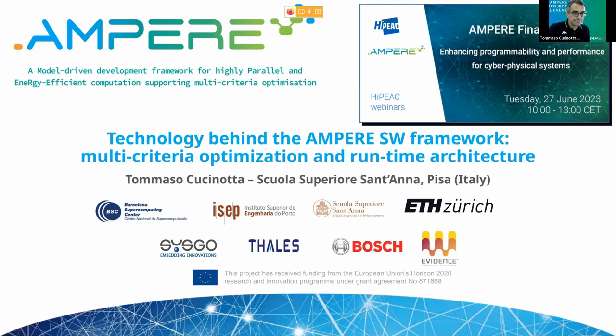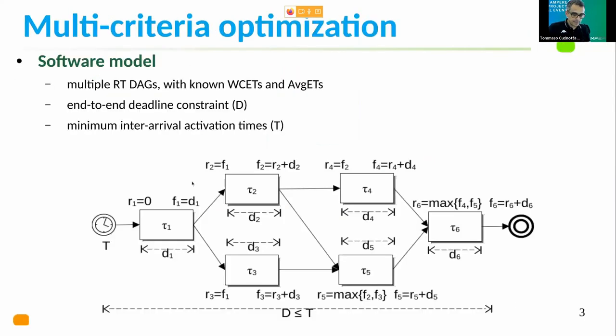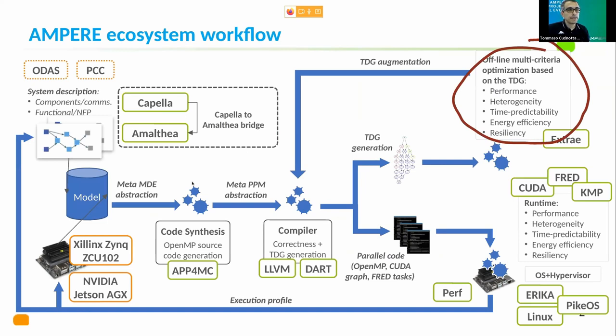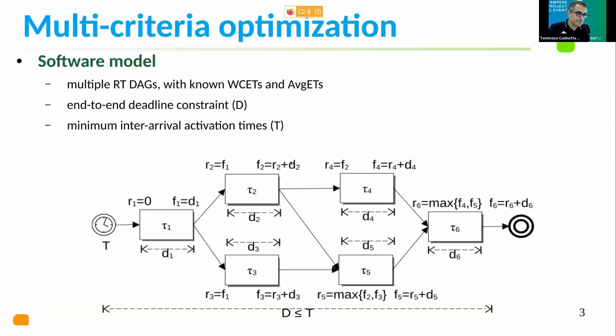The major AMPERE ecosystem workflow has already been sketched out by others in this webinar. We are focusing on the part highlighted in the top right corner, which is the multi-criteria optimization. So how do we optimize the system for the multitude of criteria we have: performance, heterogeneity, time predictability, energy efficiency, resiliency.